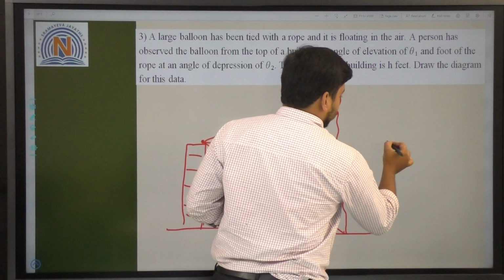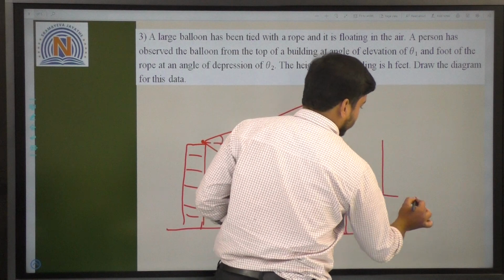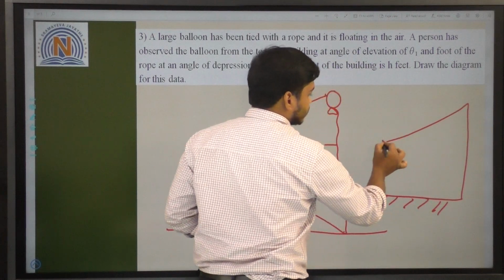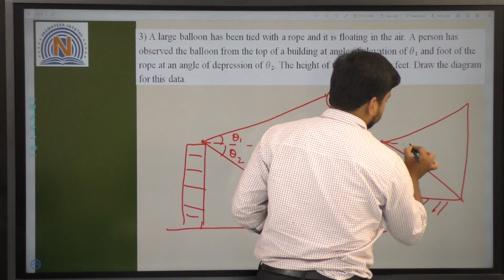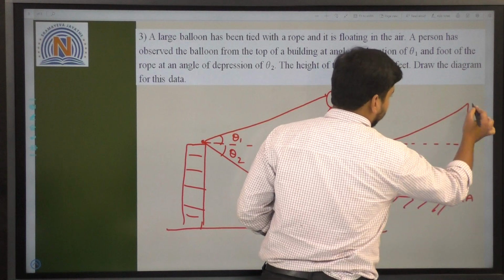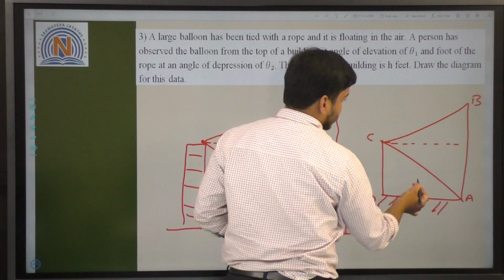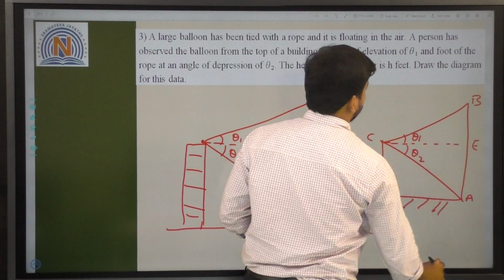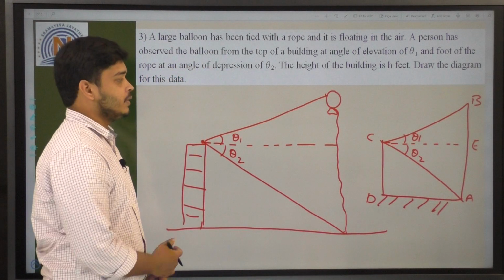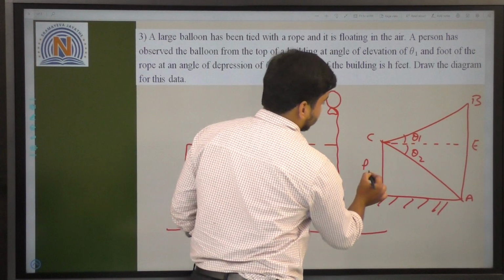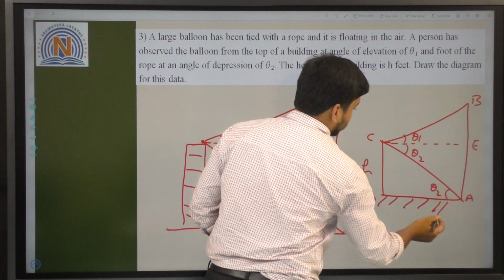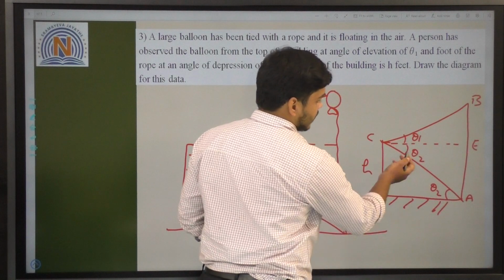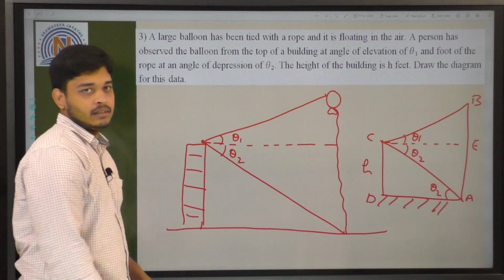So this is the diagram for the calculation part, with points A, B, C, D and E, and theta 1 and theta 2. That is what we are using for calculation purposes. If the building has some height h, then this angle is theta 2, because the horizontal line and the ground are always parallel. So with the transversal, these two are alternate interior angles.